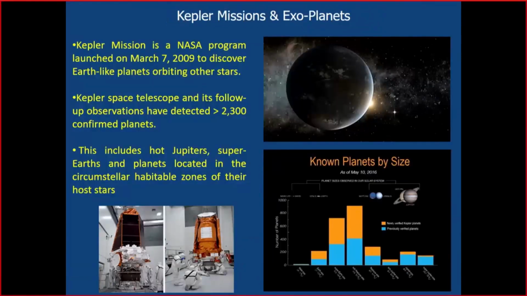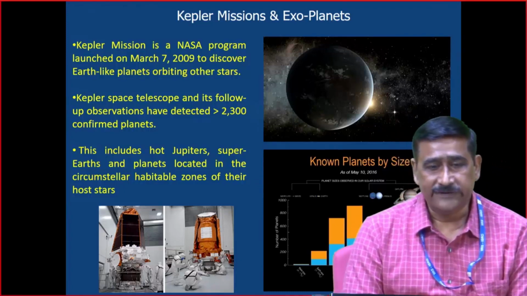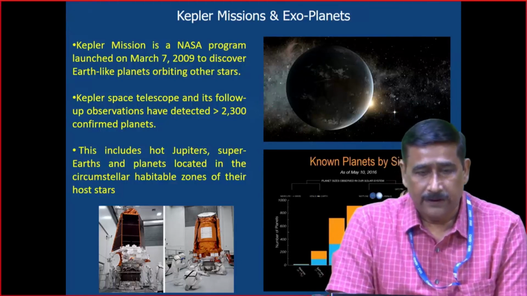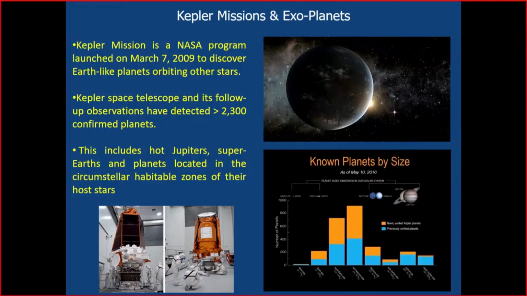To hunt for life beyond Earth, those planets which are supposed to have a life pattern are called exoplanets. The Kepler mission was launched in 2009 to discover Earth-like planets orbiting other stars. It has detected many exoplanets, which include hot Jupiter types and super-Earth planets located in the circumstellar habitable zone of their host star. So this particular mission gave very informative knowledge about the possibility of life on some of these planets called exoplanets.